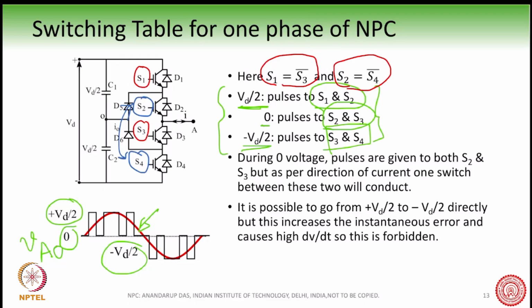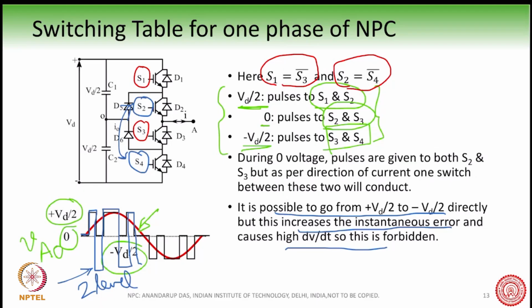Okay. One of the things that we must keep in mind is that it is possible to go from plus Vd by 2 to minus Vd by 2 directly. Okay, so for example, when you are operating this converter, you can as well go from this kind of a waveform also, which is typical for a two-level waveform. Okay, so this is a two-level waveform. Okay, but we do not go here. Okay, because of course it will increase the instantaneous error and it will cause a high dV by dt.